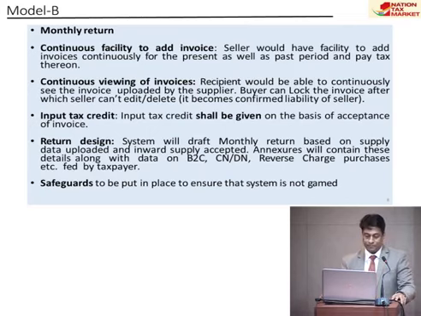Return design: the system will draft the monthly return based on supply data uploaded and inward supplies accepted. The annexure will contain these details along with data on B2C, credit notes, debit notes, and reverse charge purchases paid by the taxpayer. Safeguards are to be put in place to ensure the system is not gamed. How they are putting those safeguards is not known at this point of time.